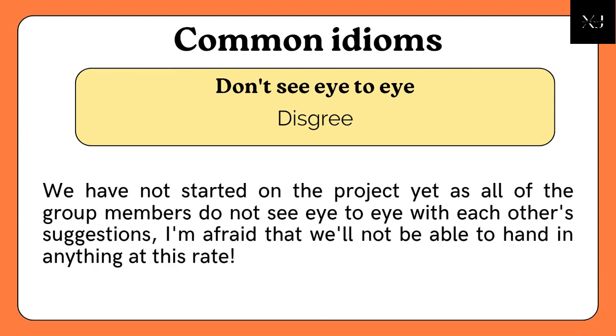Okay, our next idiom has the opposite meaning of see eye to eye, which is don't see eye to eye, which is to disagree. Okay, so here, the example sentence: we have not started on the project yet as all of the group members do not see eye to eye with each other's suggestions. I'm afraid that we'll not be able to hand in anything at this rate.